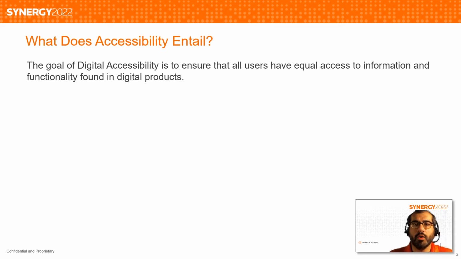Okay, so what does accessibility entail? The goal of digital accessibility is to ensure that everybody has equal access to the information and functionality that's found on a website or a digital product. There should be no barriers for people with disabilities to access the given product. So with this work at TR, we're bringing accessibility features to our products like Onvio Tax, and our goal is to ensure that the product is available equally to all users.